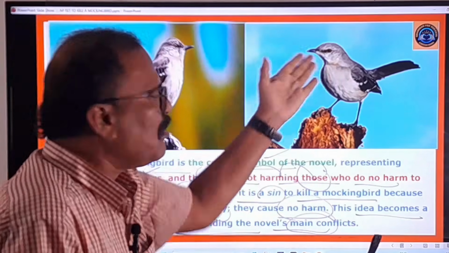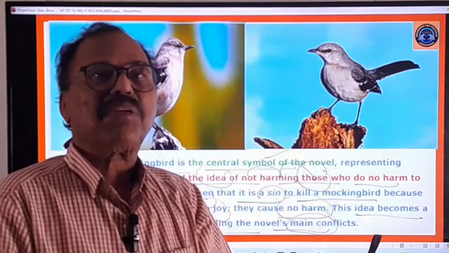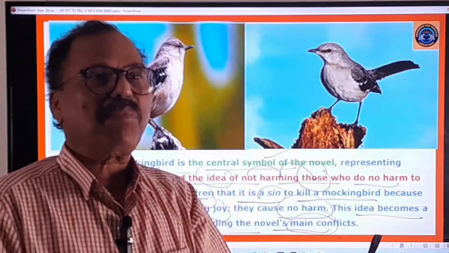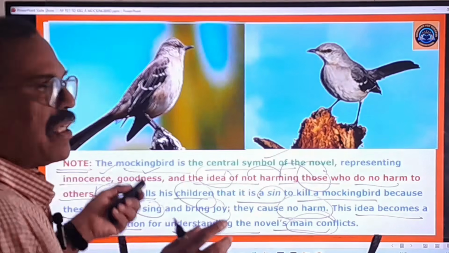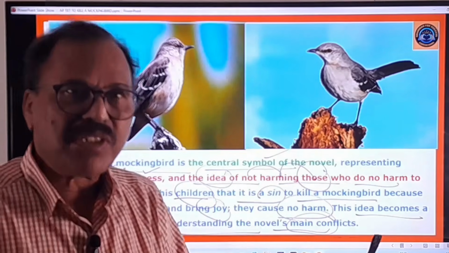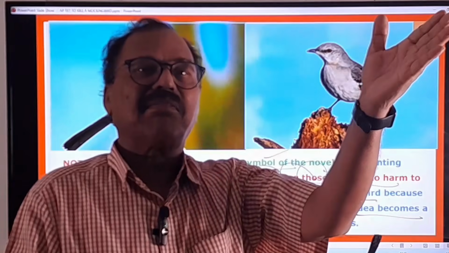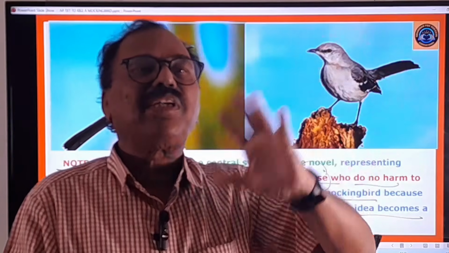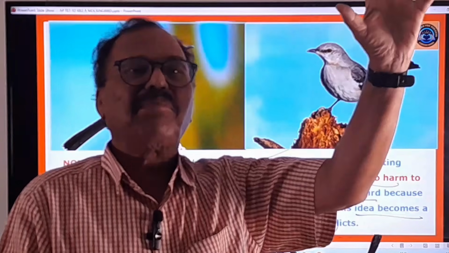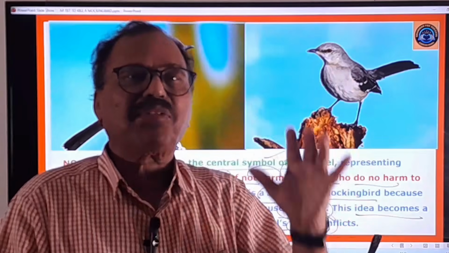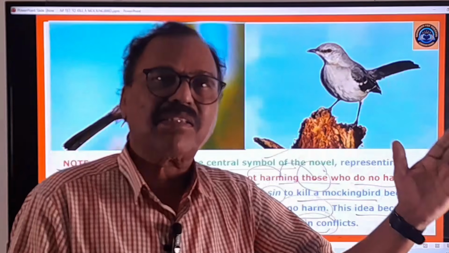Here, mockingbird should not be harmed means innocent people and good people should not be harmed. So, mockingbird means from now onwards, you understand that an innocent man, a good man who does not do any harm to anybody. That is the point you have to keep in mind while learning this story.